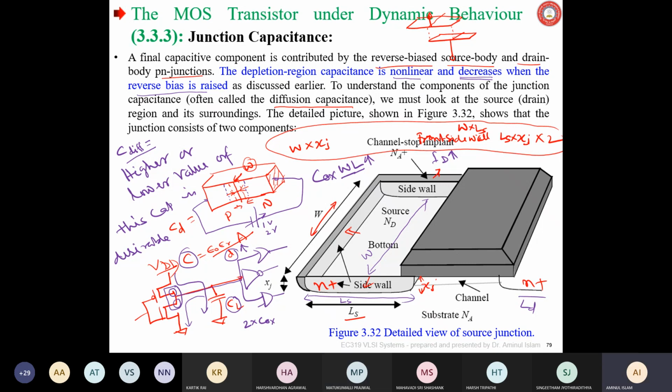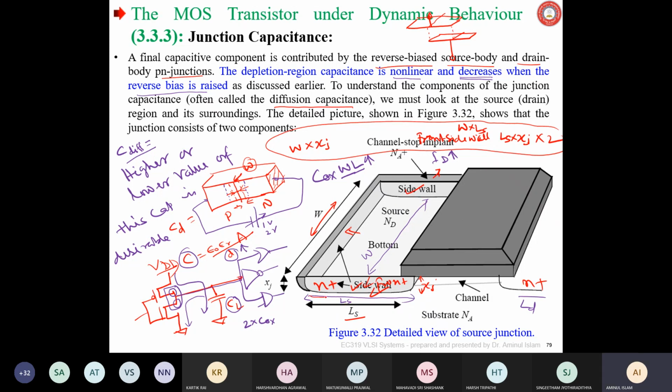Yes, sir. So what we are doing here, we are trying to find out the area of the front side wall and back side wall. This is the front side wall. Front means we are looking from this side, and behind that is the back side, right? So that's why I'm telling front and back. So side wall capacitance is to be found. For that, we need to know the area.